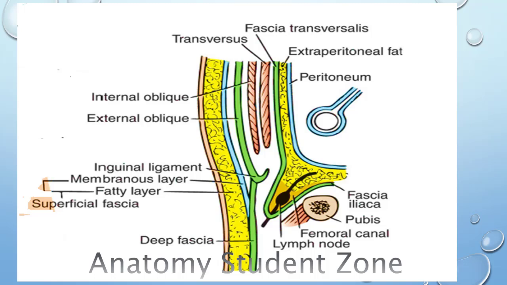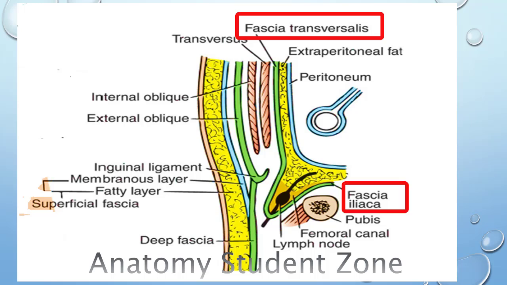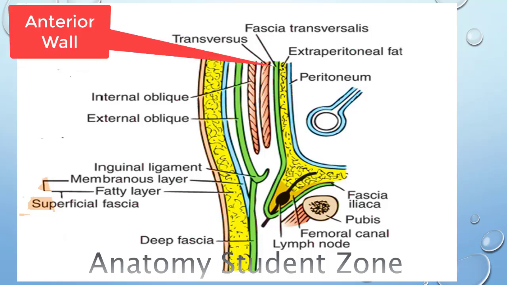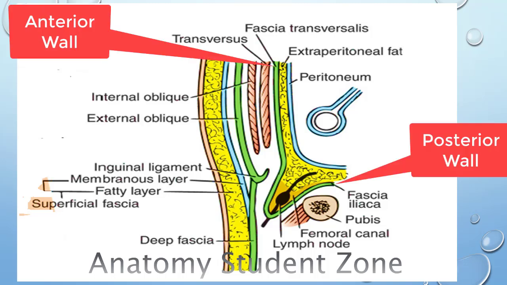For the superior extent, it's not enough to answer that this sheath is continuous superiorly with the fascia of the abdomen, the fascia transversalis and the fascia iliaca. The answer will not be wrong, but the best answer is this: the sheath has two walls, the anterior wall and the posterior wall. Its anterior wall is continuous above with the fascia transversalis, and the posterior wall is continuous with the fascia iliaca.